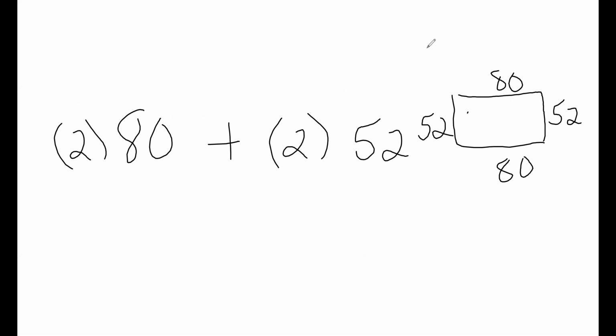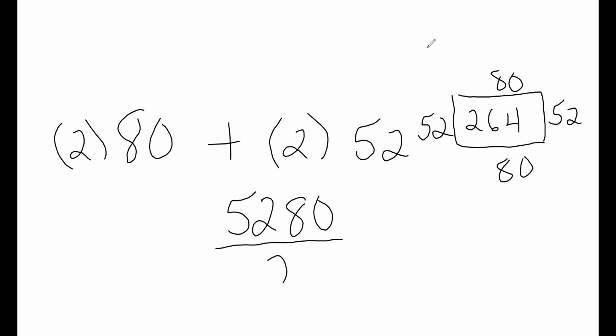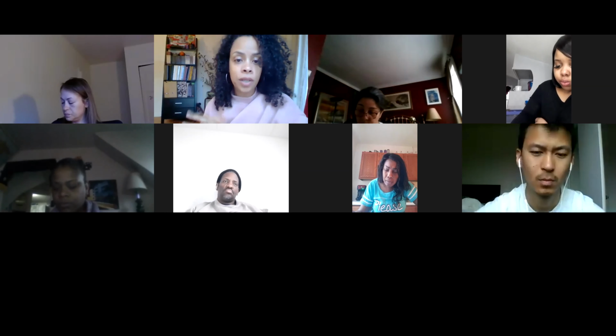So the total is 264. So now what you want to say to yourself is, let me divide the 5,280 by the one time around. And then you will get G. So any questions about that one?